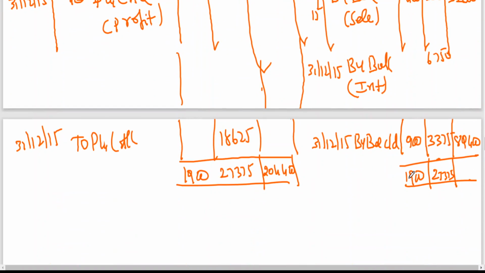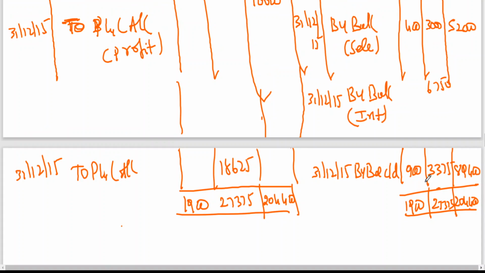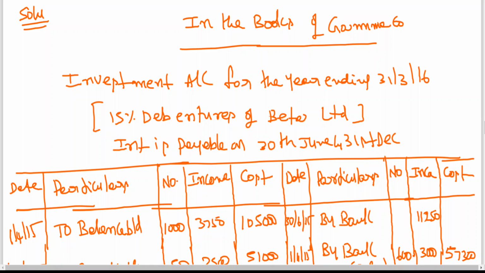So if market value is given, we need to compare. Market value is lower than this, market value should be written. Then loss will be again written here. Loss due to reduction in the market value. Otherwise, it's okay. The total is 2,04,400. I hope you got the clarity. You can keep on trying this again.